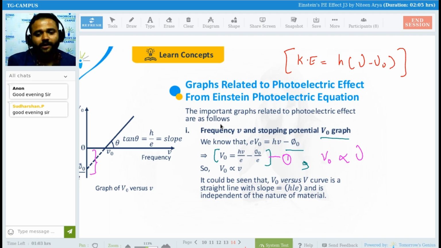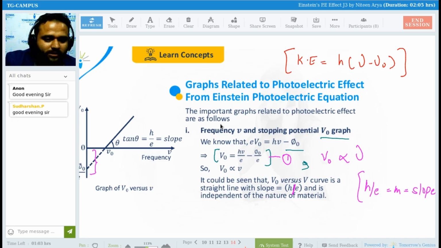From this we can directly find that tan theta is the slope, and the slope is h by e. This is your slope in the graph between stopping potential and frequency. Is this clear now, everyone? I gave you this relation in one of the questions in the previous class, if I'm not wrong. Got it, everyone? In one of the questions, I remember, I gave you this relation. So that is simple. So it could be seen that V naught versus nu. This V is nu.